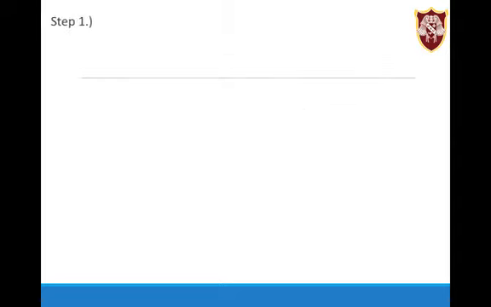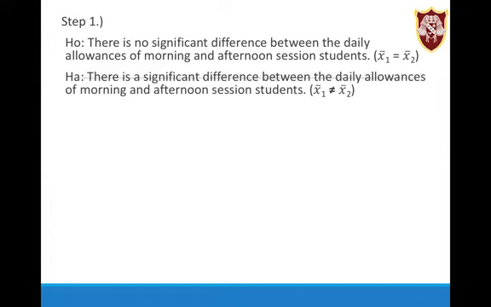So for our null hypothesis, we state that there is no significant difference between the daily allowances of morning and afternoon session students. So the two sample mean allowances are equal. There's a difference, but the difference is not significant.